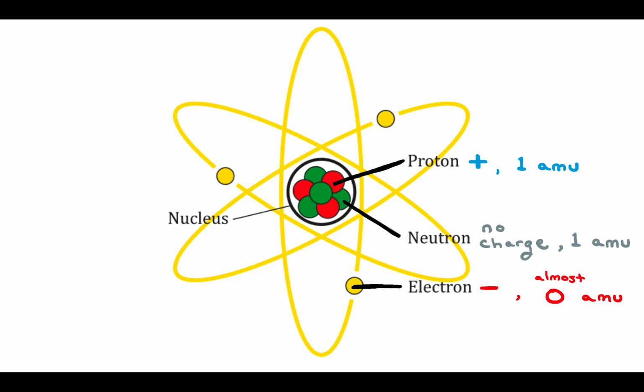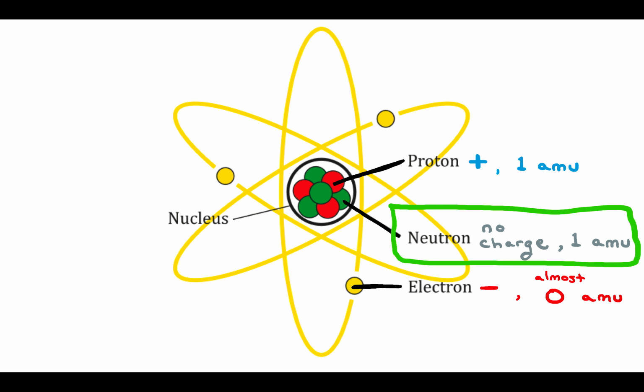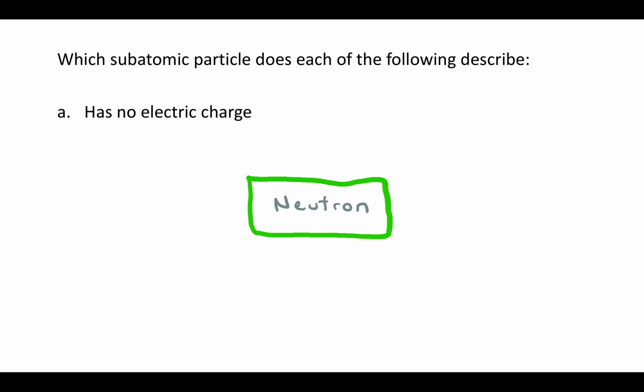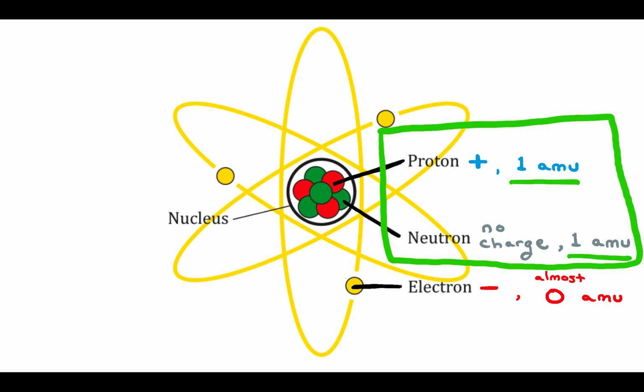Okay, armed with this information, let's work on some problems. It says, which subatomic particle does each of the following describe? First, has no electric charge. The particle that has no electric charge is a neutron. That's neutral. So neutron. Which one has approximately the same mass as a proton? A proton weighs 1 AMU, and so does a neutron. The electron weighs almost nothing. So the one that weighs about the same as a proton is a neutron.